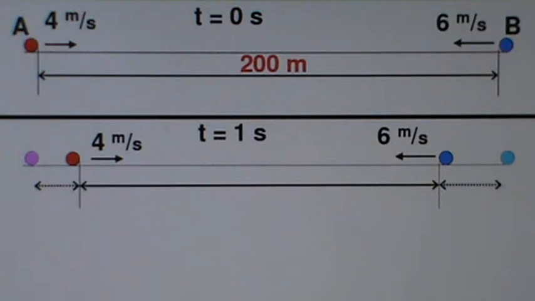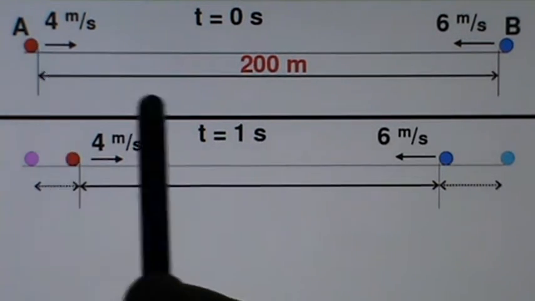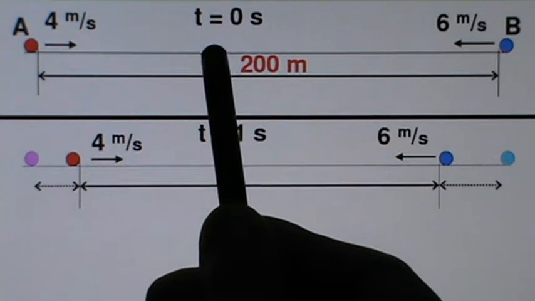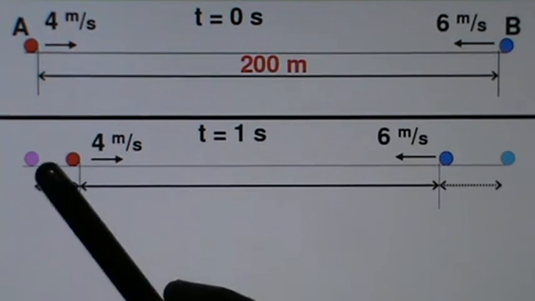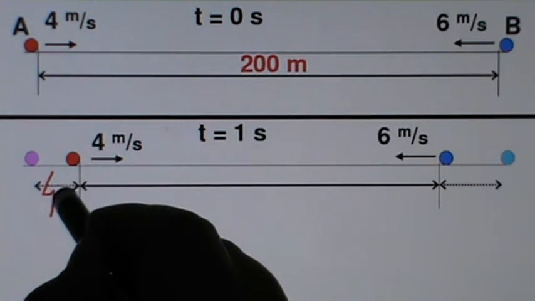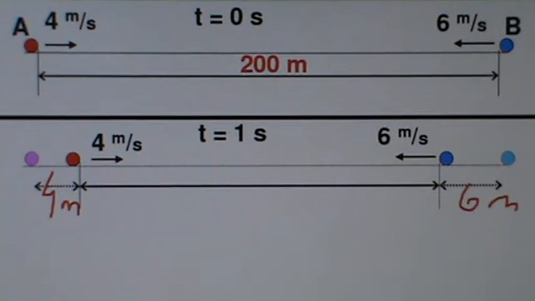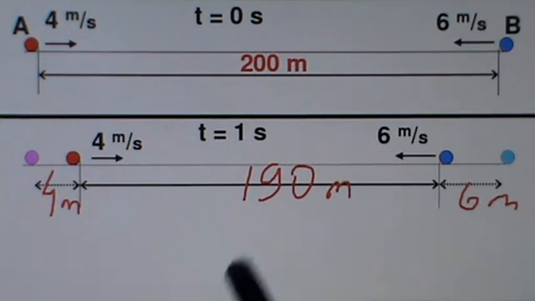Here is the picture of the initial situation. Both cars are 200 meters apart and they are moving toward each other. The speed of A is 4 meters per second and the speed of B is 6 meters per second. So this is the initial situation, or t is equal to 0. And now after 1 second, car A has moved 4 meters and car B has moved 6 meters. So the distance between them after 1 second is 190 meters.